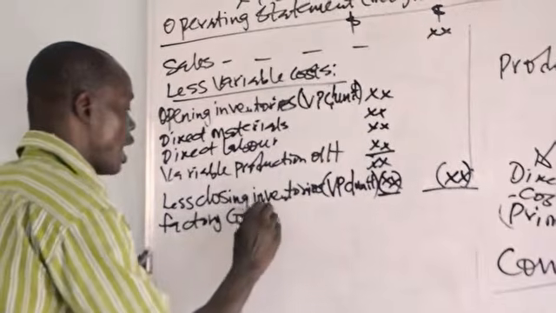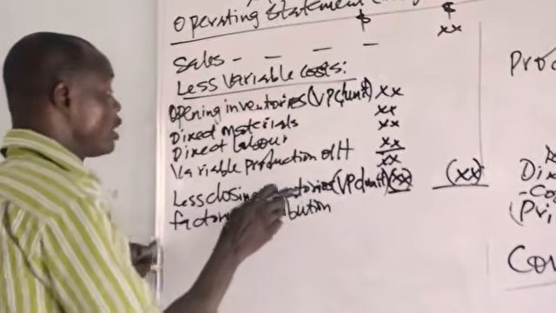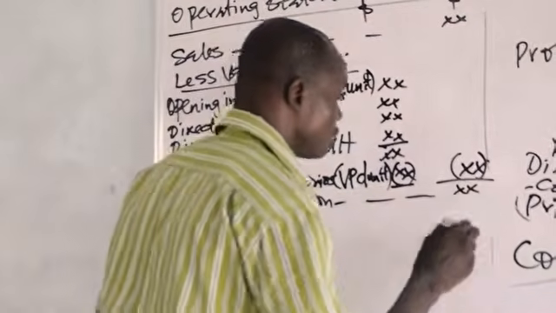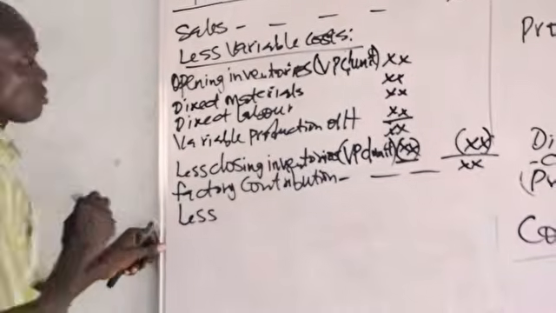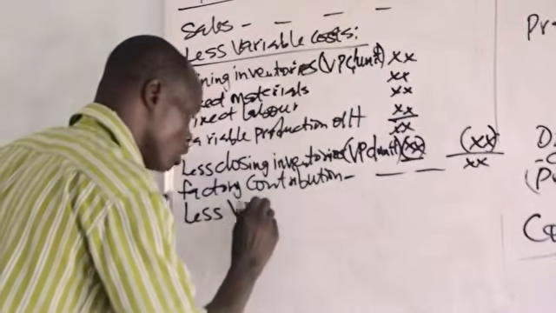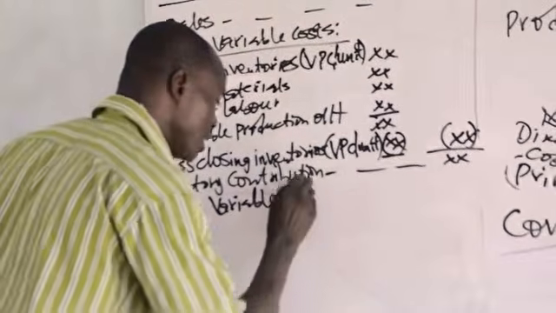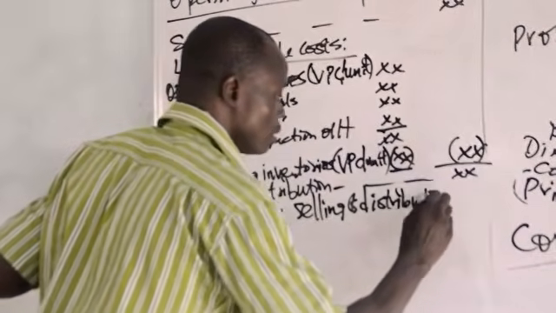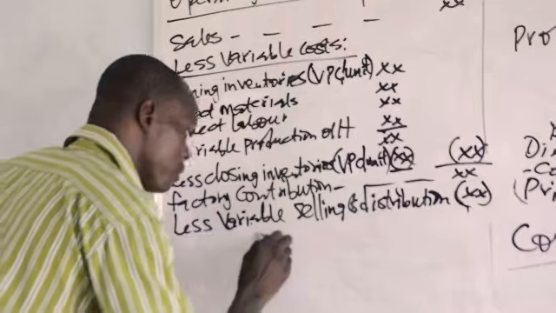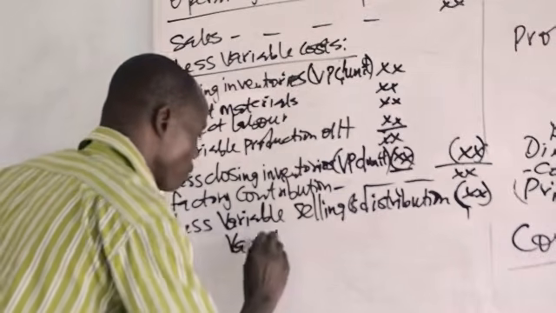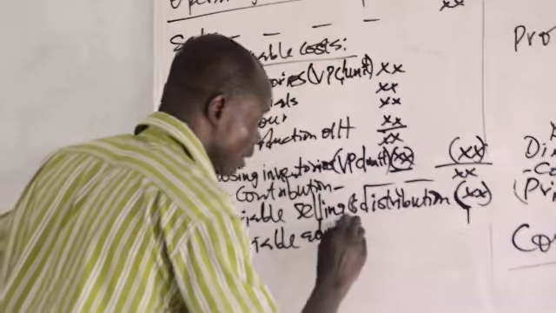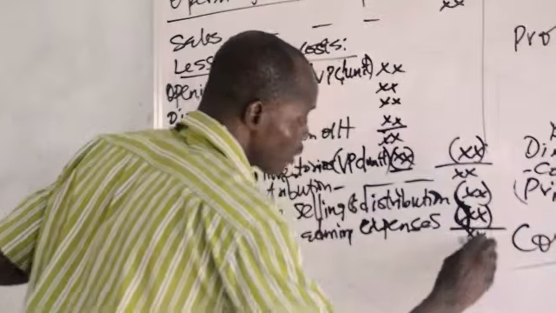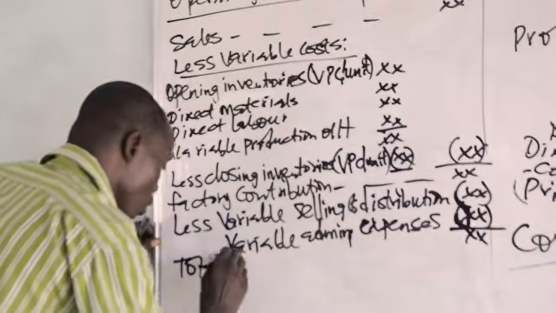Factory contribution. I call it factory because the variable costs you have considered so far are those that relate to production. Now less variable non-production cost: variable selling and distribution, variable admin expenses. When you less all the variable costs, you get total contribution.